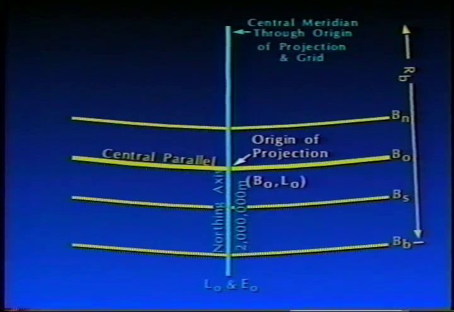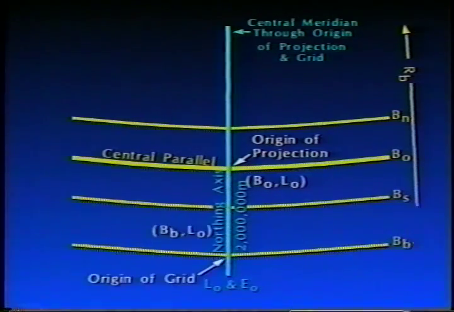We now see another parallel of latitude has been added. Noted as B sub B, it is the projection of the geodetic latitude passing through the grid origin and is a tabled constant. It also has a particular mapping radius associated with it, a tabled constant noted as R sub B. At the intersection of the central meridian with B sub B is the origin of the grid. Consequently, its geodetic coordinates are B sub B by L sub O.